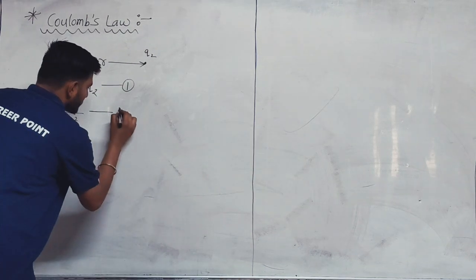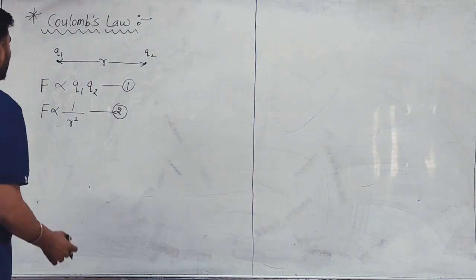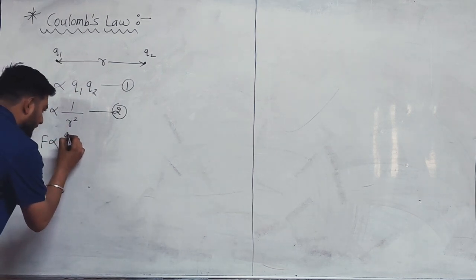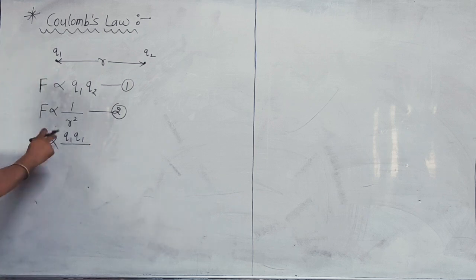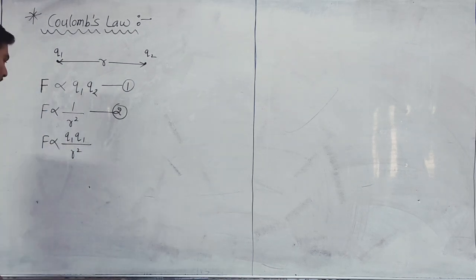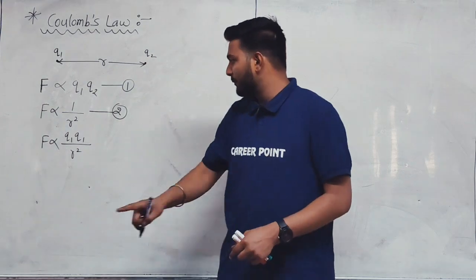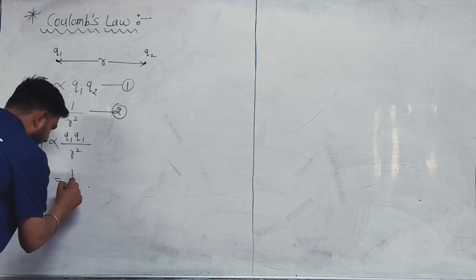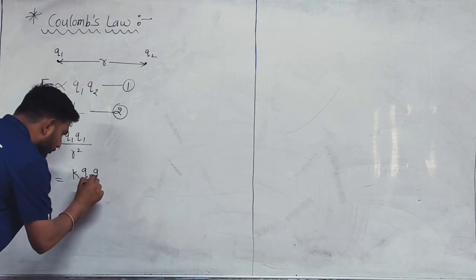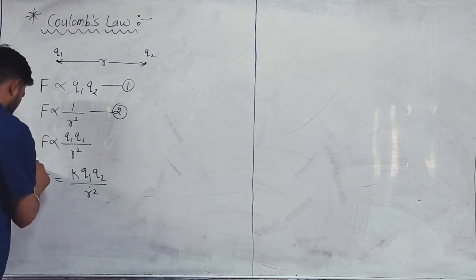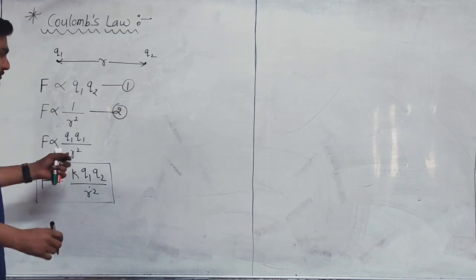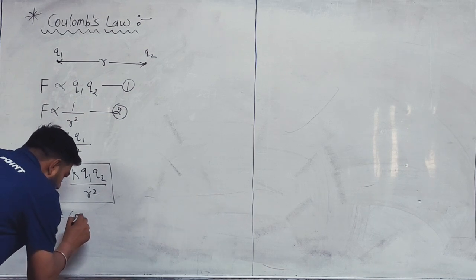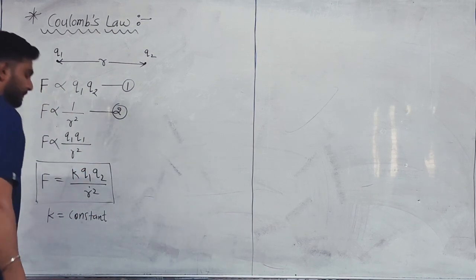Let's suppose this is our equation 2. Combining equations 1 and 2, F is directly proportional to q1 q2 by r square. Correct? And we know that when we remove the proportionality sign, there will be a constant. So F is equal to K q1 q2 by r square. What is this K? K is a constant, or you can say proportionality constant.